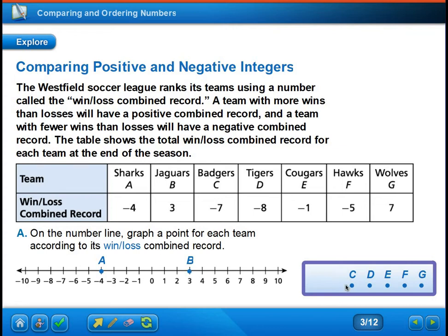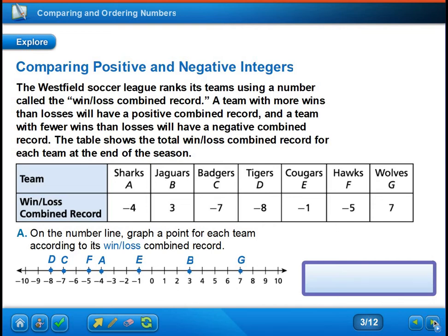The Badgers have a win-loss combined record of -7. The Tigers, who are letter D, have a win-loss record of -8. And the Cougars have a win-loss record of -1. The Hawks have a win-loss record of -5. And then the Wolves have a win-loss record of 7. Okay, so we've plotted all of them on the number line.